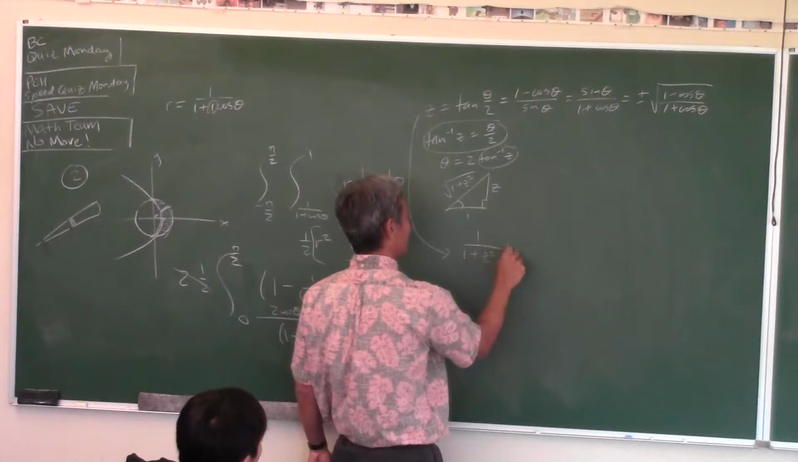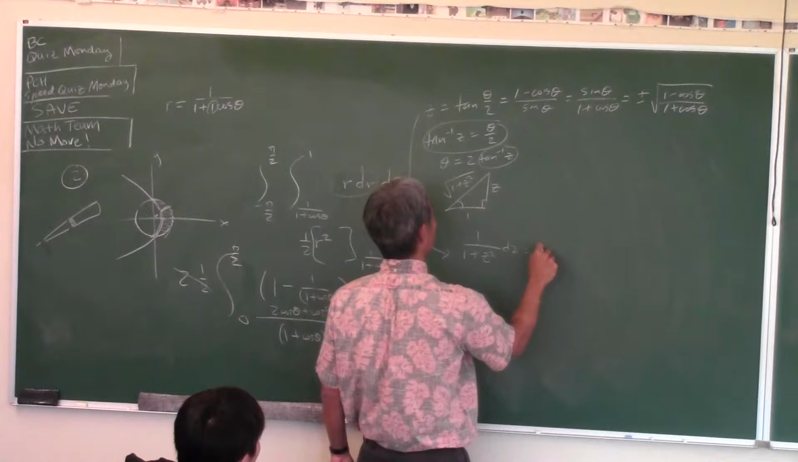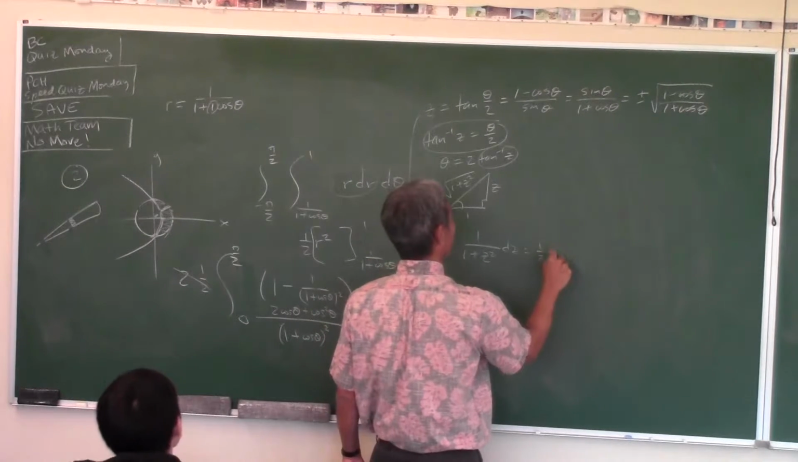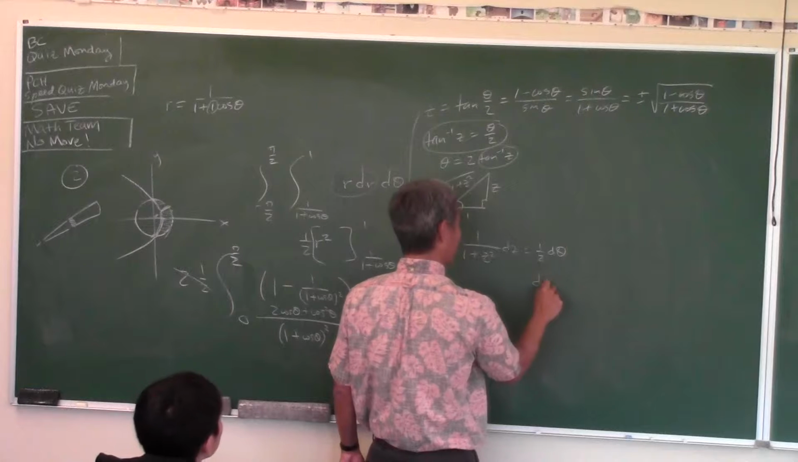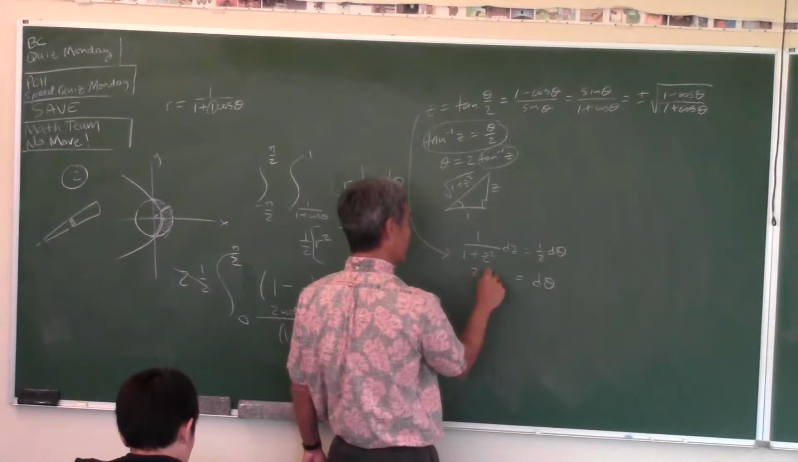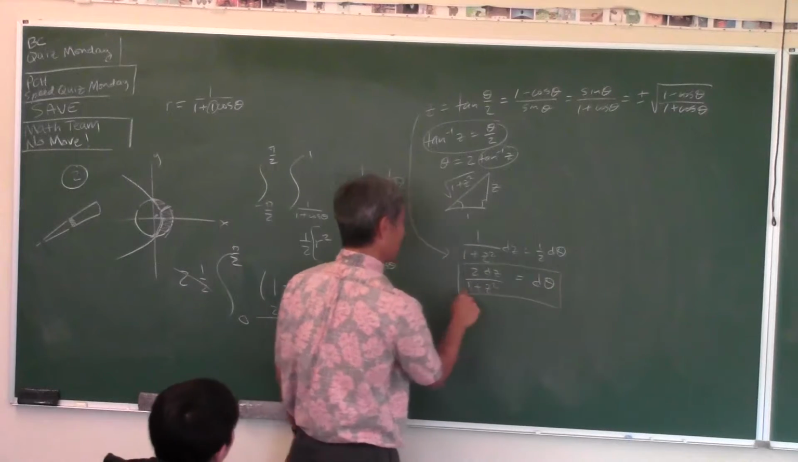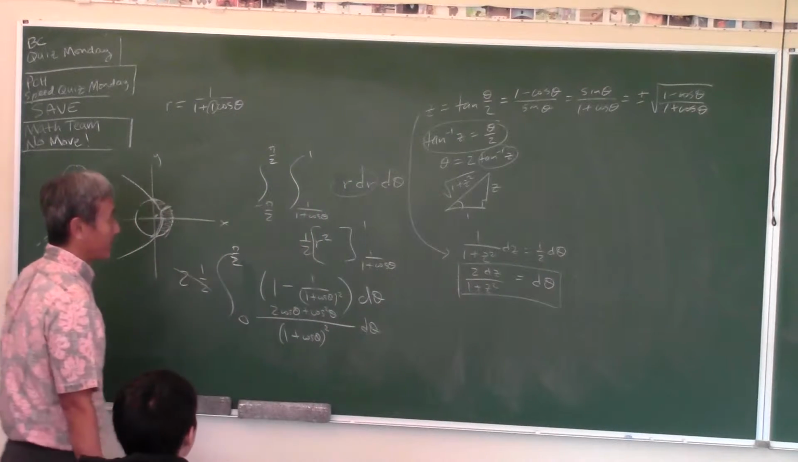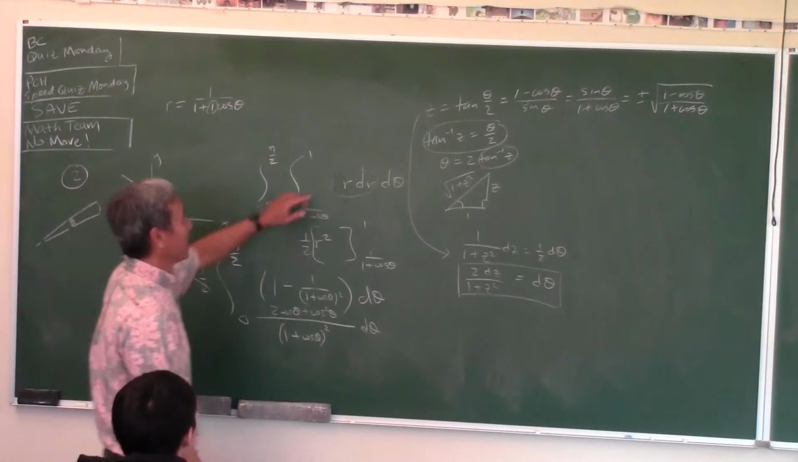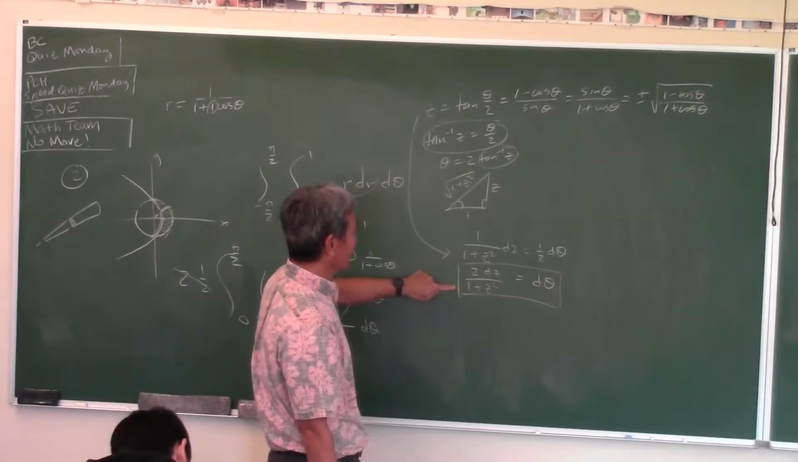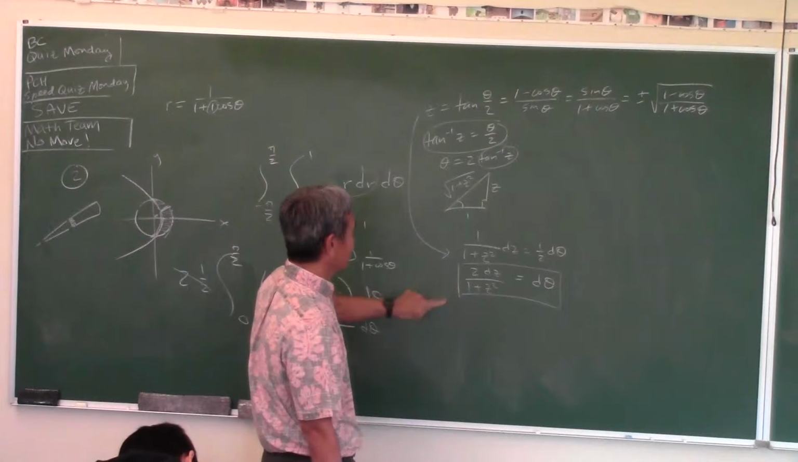1 plus z squared dz is equal to 1/2 d theta. So therefore, d theta is equal to 2 dz all over 1 plus z squared. Oh wait, you inverse tan both sides and then you took the derivative with respect to theta. Yeah, right there.